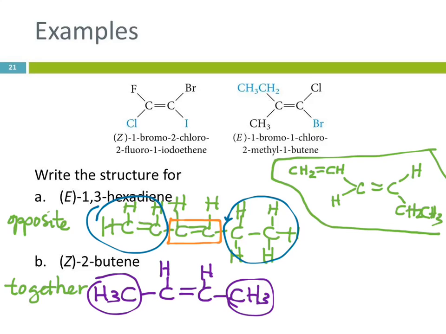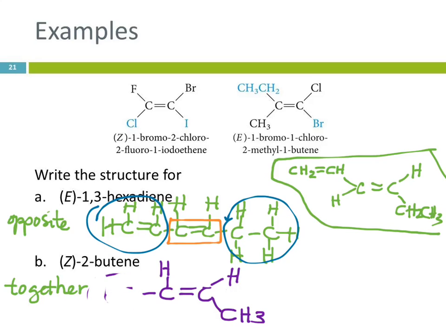It's not super obvious that they're together, so I'm just going to move this guy over a little bit. Put him down here. And I'll move this guy over a little bit and put him up here. Just kind of tweaking my drawing to make it a little clearer. And here we see the CH3 and the CH3 on the same side of this bond. Does that make sense? It's going to take some practice.